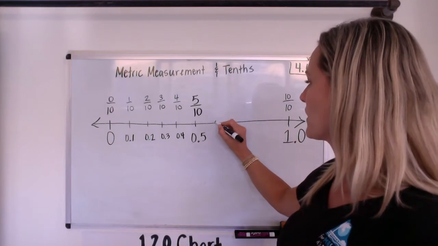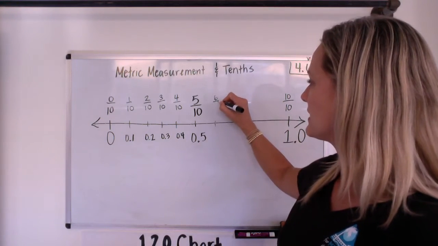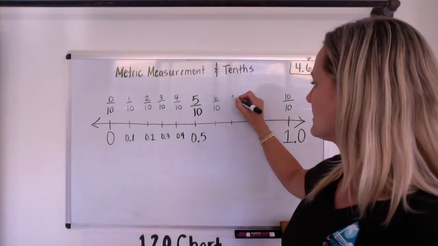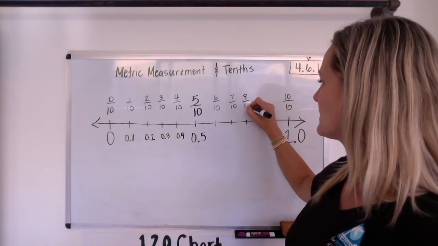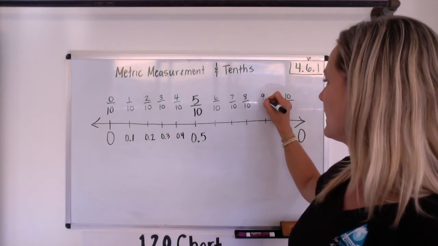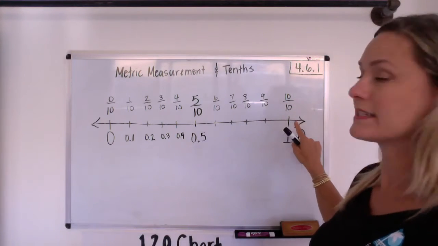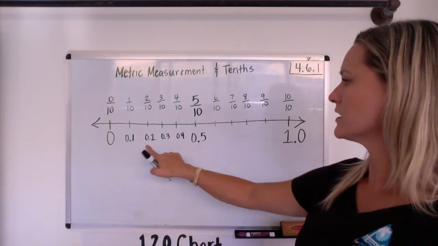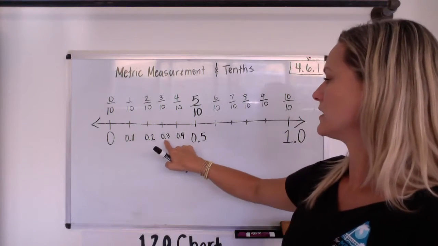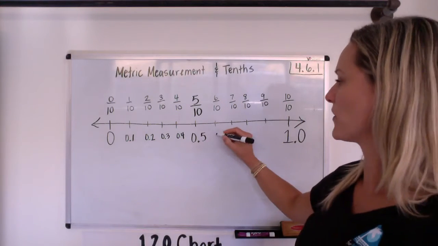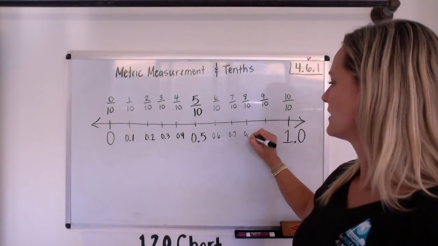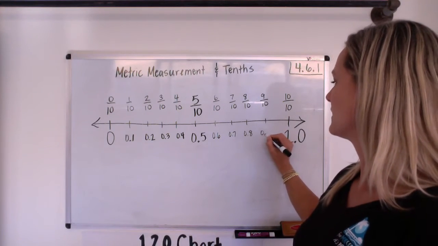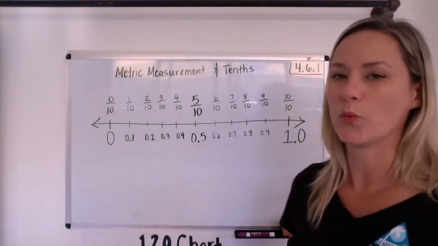Let's try some more. We've got 6 tenths, 7 tenths, 8 tenths, 9 tenths, and 10 tenths, or 1 whole. So again, 1 tenth, 2 tenths, 3 tenths, 4 tenths, 5 tenths. Count with me. 6 tenths, 7 tenths, 8 tenths, 9 tenths, 1 whole.